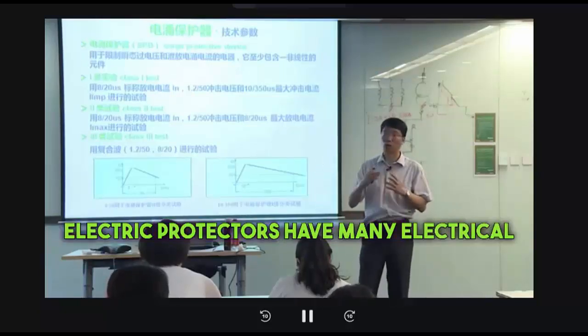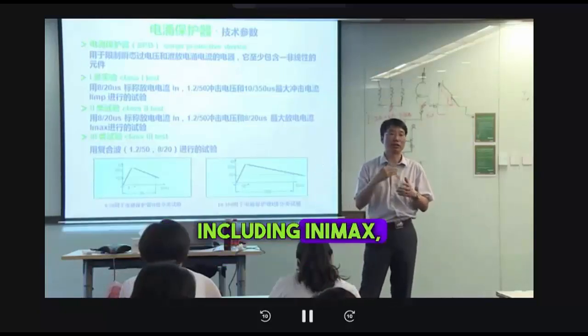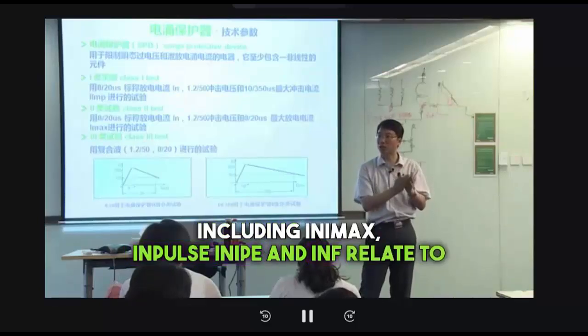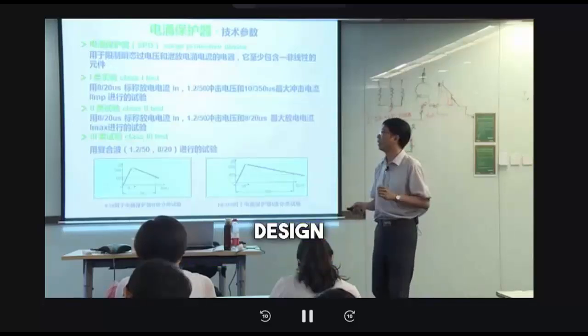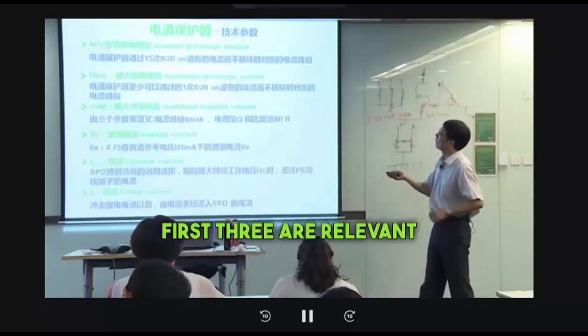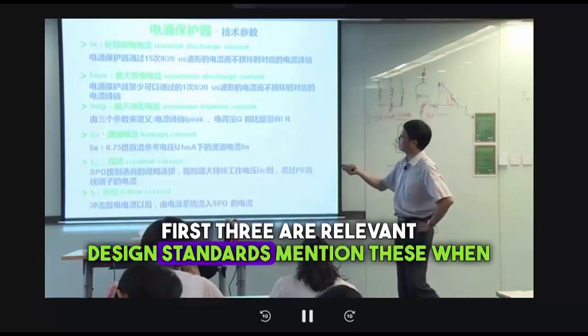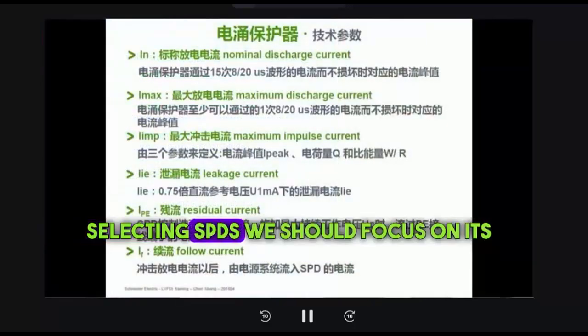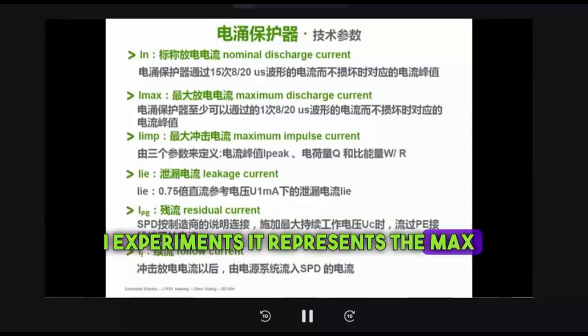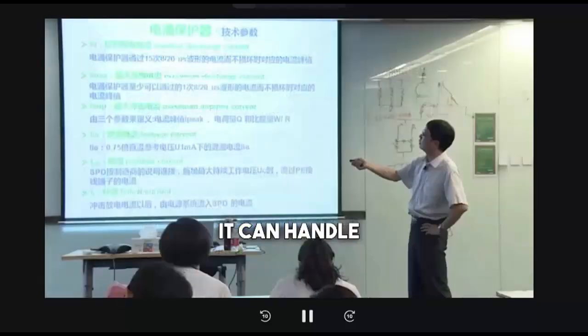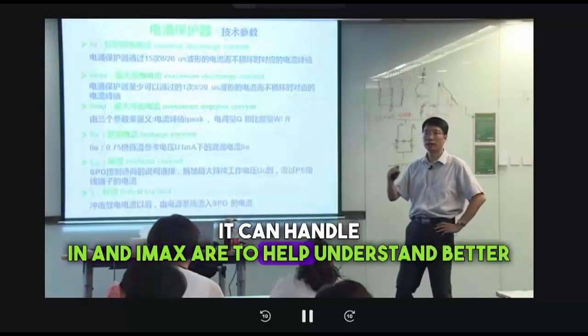Electric protectors have many electrical parameters, including Imax, Iimp, and In. Some relate to product characteristics, not performance factors in design, so we won't discuss those further. The first three are relevant. Design standards mention these when selecting SPDs. We should focus on In and Imax, which are for Class 2 experiment SPDs. Iimp is for Class 1 experiments. It represents the max impulse current it can handle. In and Imax are easier to understand with an analogy.